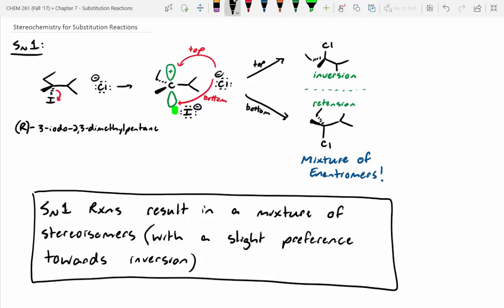Yep? Got a spelling mistake. Retention is supposed to have a T instead of an S. Oh my goodness. There we go. Thank you.